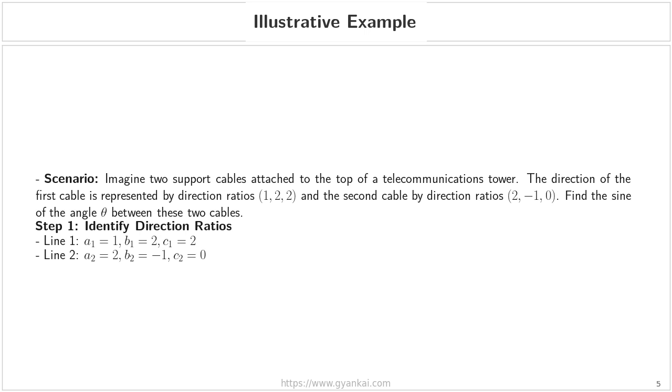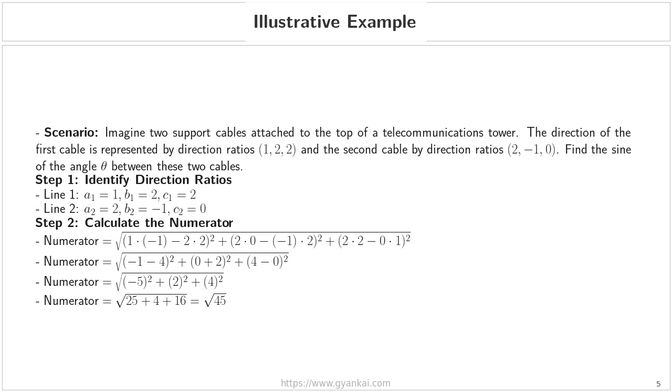To solve this, we will follow the four-step process we just reviewed. Step 1. First, we identify our direction ratios clearly. For the first line, we have a1 equals 1, b1 equals 2, and c1 equals 2. For the second line, we have a2 equals 2, b2 equals -1, and c2 equals 0.